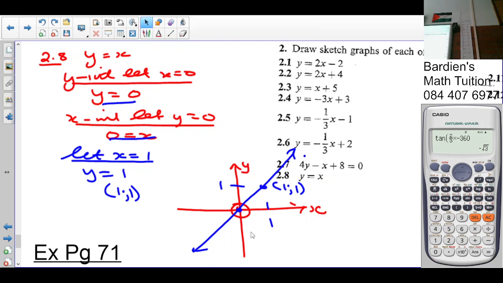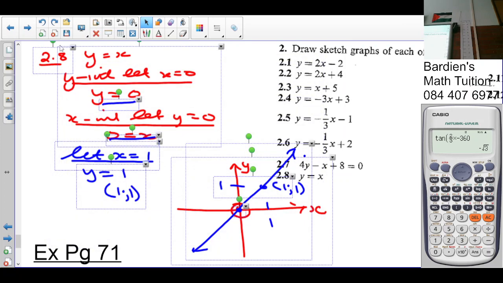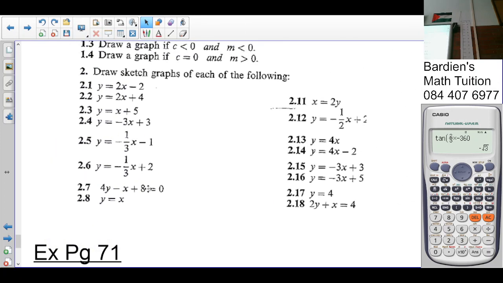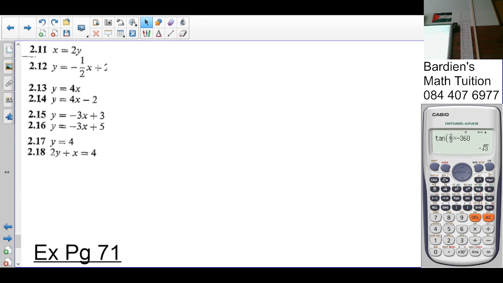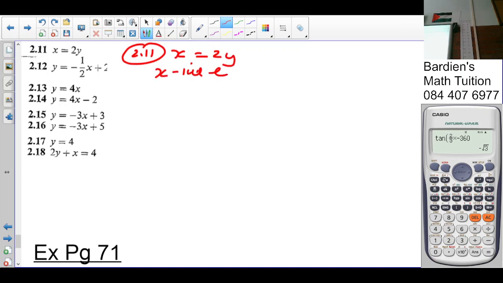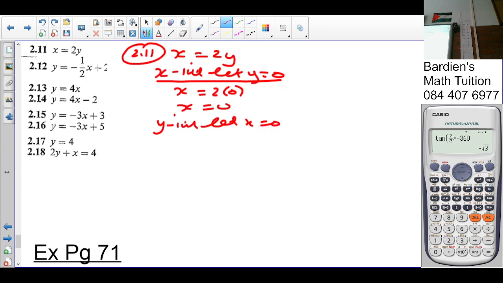Let's look at the other side of those sums, second column. 2.11 is also one of those. Let me show you how to do that one. 2.11 with x equal to 2y. So where do we start? X-intercept. Let y equal to 0. So x is equal to 2 times 0, which is 0. Y-intercept. What do you do for y-intercept? Let x equal to 0. So 0 is equal to 2y, divided by 2, so y is 0.